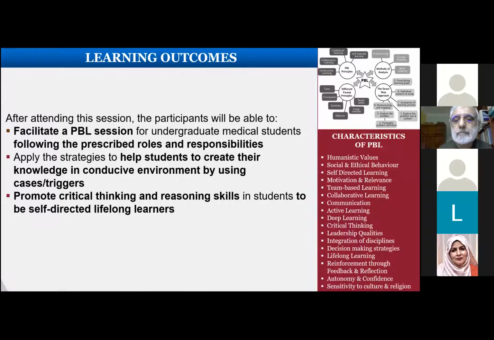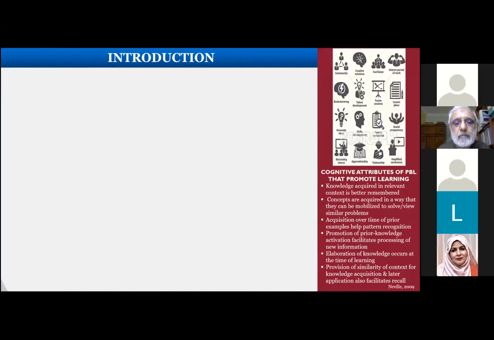The learning outcome of these sessions will be that after attending this session, the participants will be able to facilitate a PBL session following the prescribed roles and responsibilities of the facilitator, apply the strategies to help students to create their knowledge in a conducive environment by using clinical cases or triggers, and promote critical thinking and reasoning skills in students to be self-directed lifelong learners.